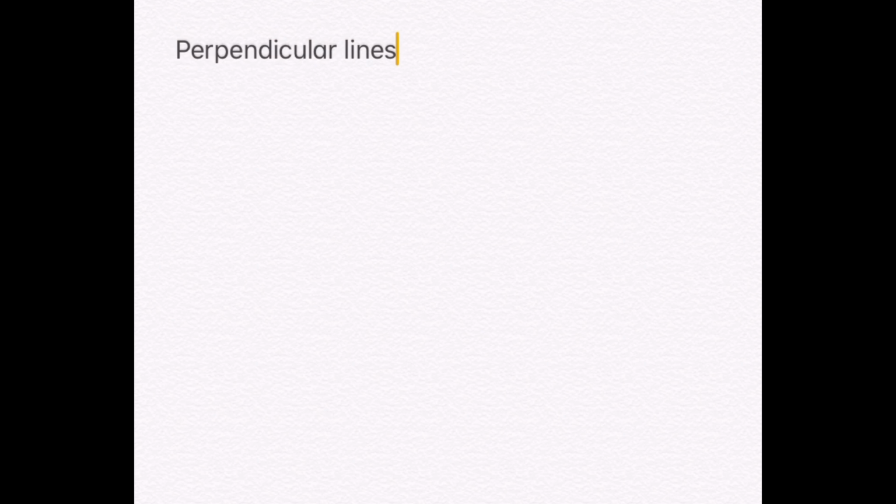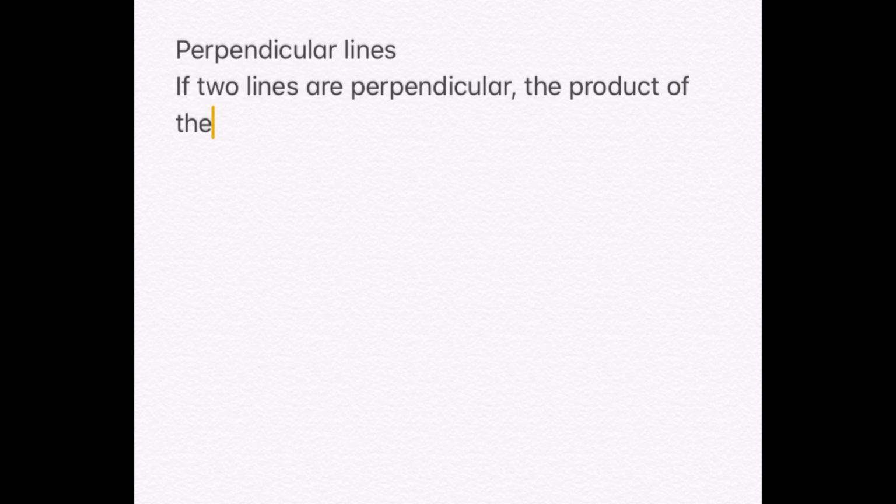The next thing that we're going to look at is perpendicular lines. You may have already known that if two lines are perpendicular, the product of their gradients is -1. Or similarly, if a line has a gradient of m, a line perpendicular to it has a gradient of -1/m. But I personally prefer the first one as it's easier to remember.